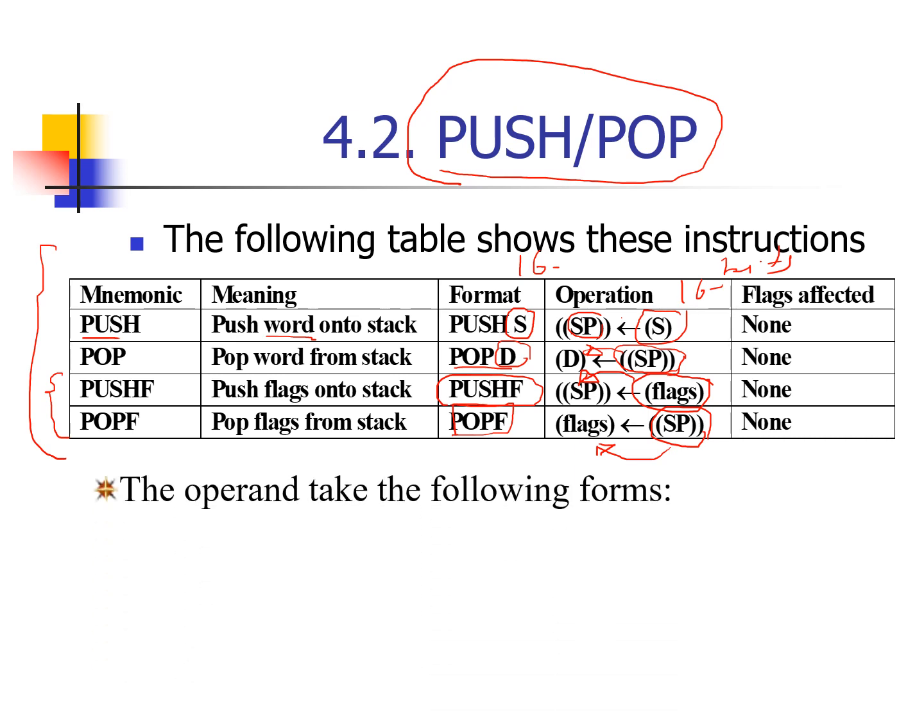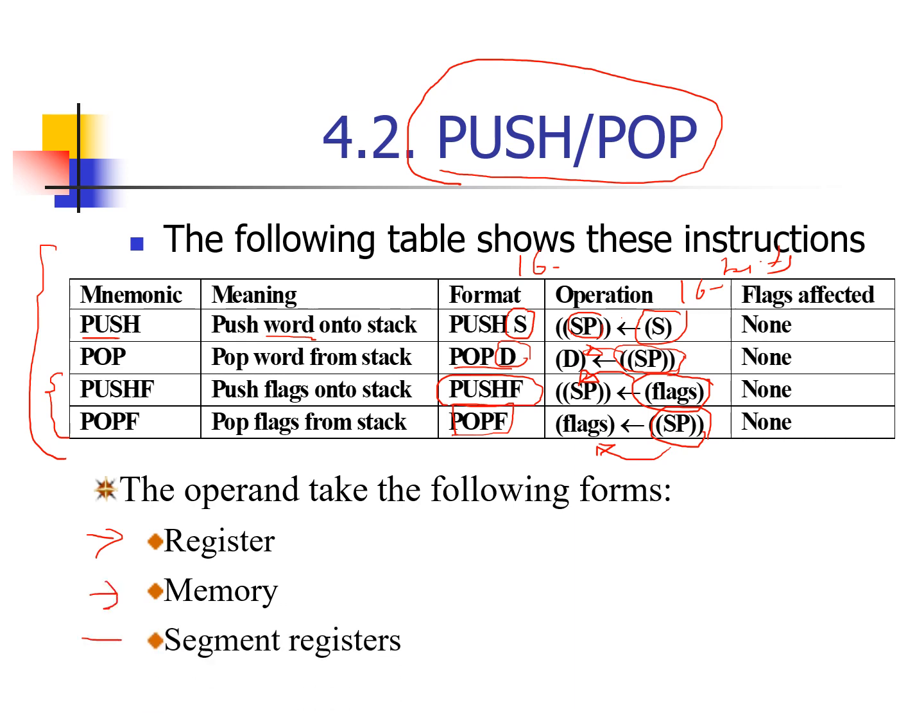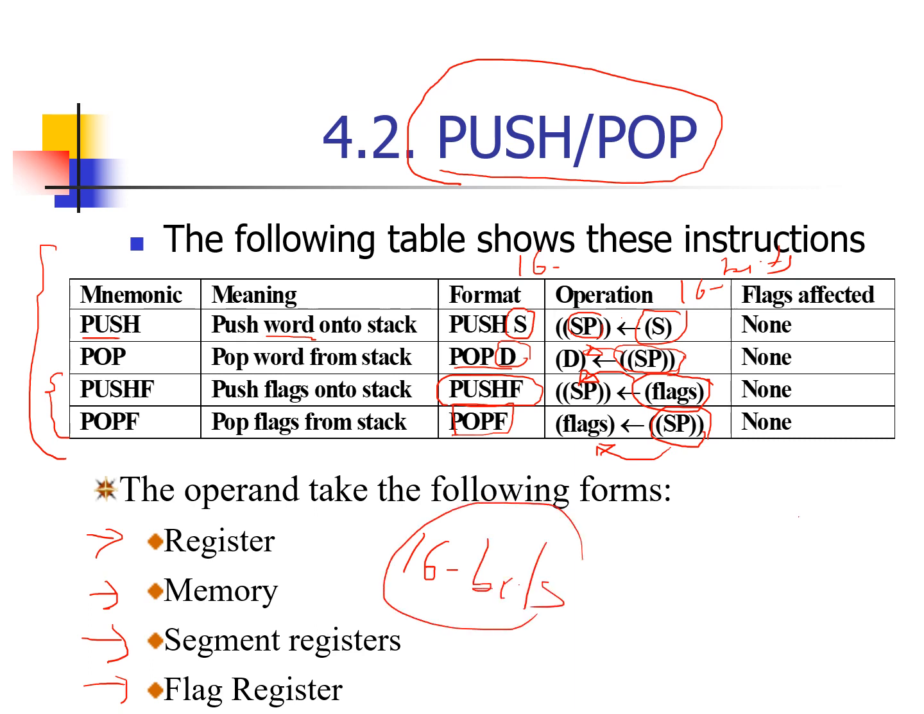The operand used with push and pop could be a 16-bit register, could be 16 bits of memory, could be a segment register, or the flag register. They are all of a word length, 16 bits. So dealing with the stack, you send in 16 bits and you get back 16 bits at a time.